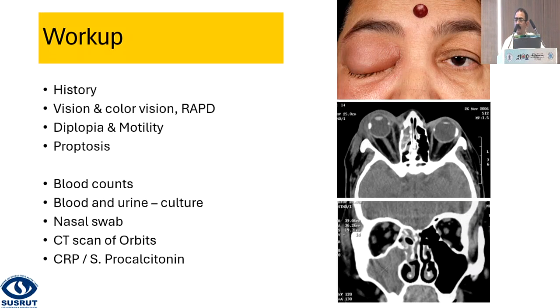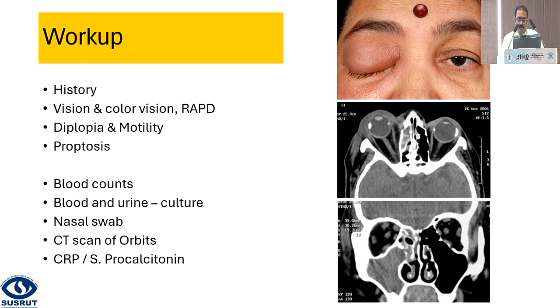So the history is important, which would tell you how this disease originated, what is the duration. Vision being extremely important here because it's a potentially vision-threatening condition. So look for visual acuity repeatedly, color vision examination, as well as look for RAPD. Check for eye movements. Ask the patient whether the patient can experience diplopia, and of course measure the proptosis, because that would help you to gauge whether the patient is improving with treatment.